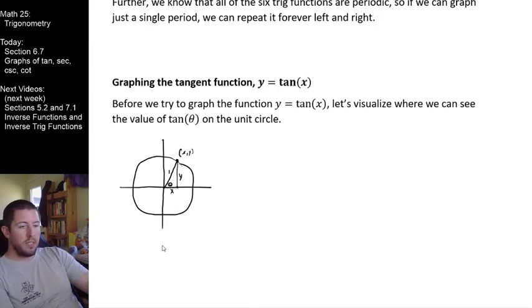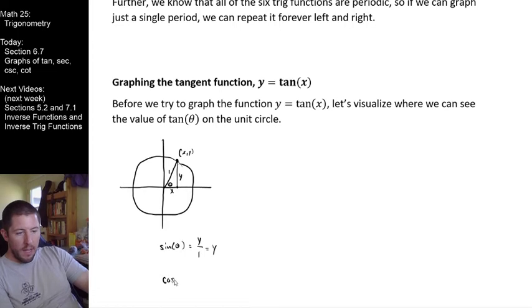Now I ask questions like, what's the sine of theta? If we look at this triangle that we've drawn right here, sine is opposite over hypotenuse, that's y over 1. Well, that's just y. Y is the sine of theta. That length y is literally the length sine of theta.